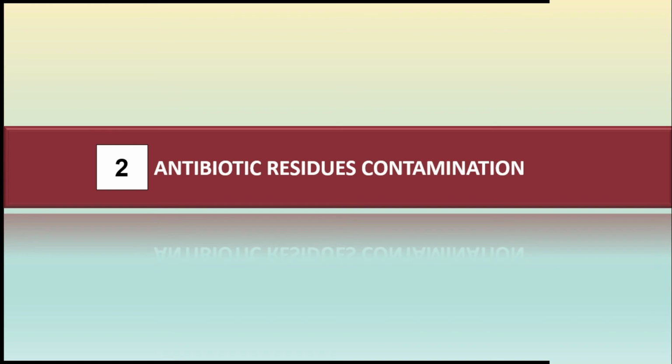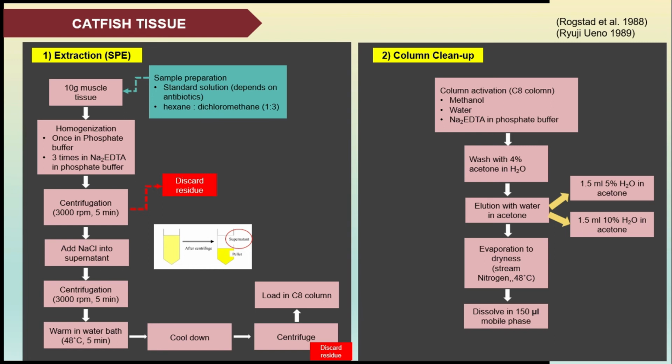Basically, any samples that will be run into the HPLC system must be in liquid form. So for catfish and soil samples, there are several methods that can be used to turn them into liquid form. For catfish, the extraction method that I choose is solid phase extraction. First is sample preparation with standard solution and hexane dichloromethane into 10 grams of muscle tissue, and then homogenization, centrifugation, addition of sodium chloride into supernatant, second centrifugation, process of foaming, cool down, and again centrifugation, and last but not least, the sample will be loaded into a C8 column for column cleanup.